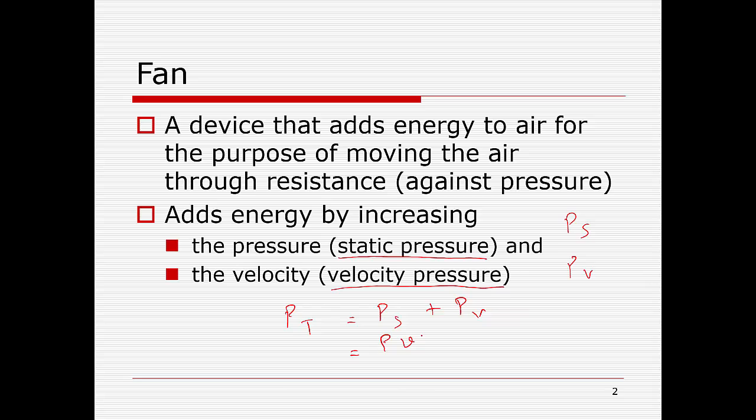Static pressure is PS, plus velocity pressure is rho V squared by 2, if you remember from the pitot tube. So that's what the fan is adding, both the pressure to the air and also velocity, and it moves the air through the system.